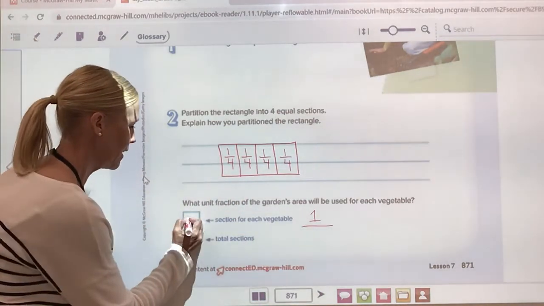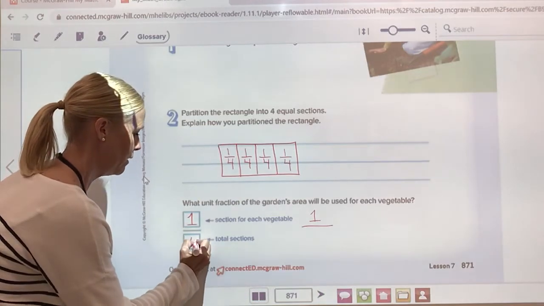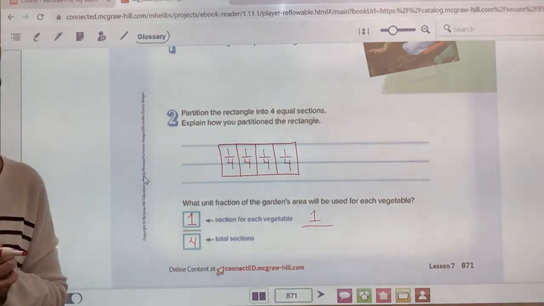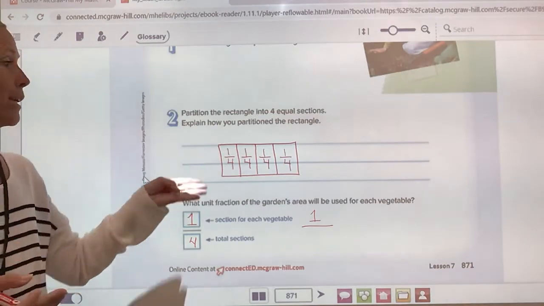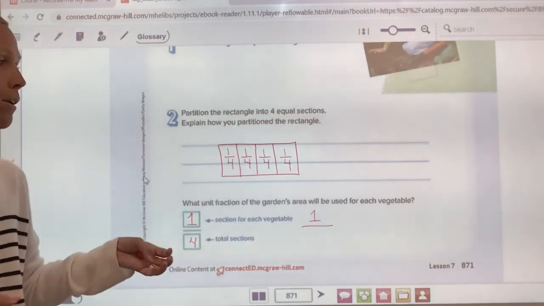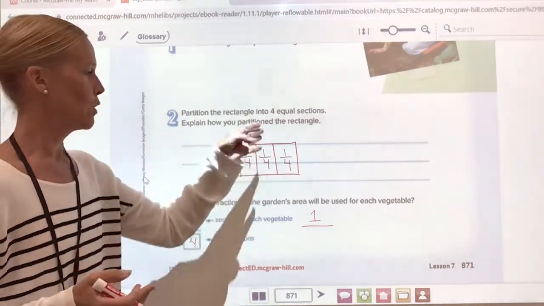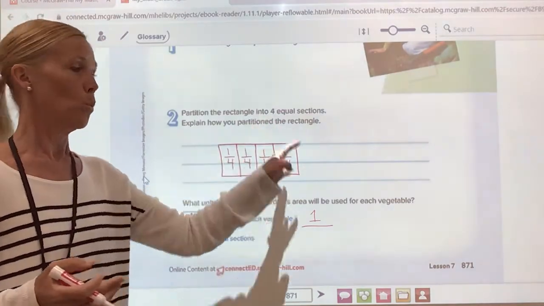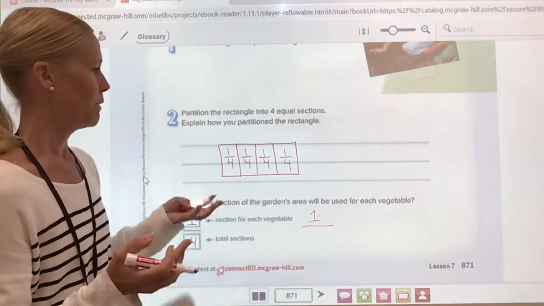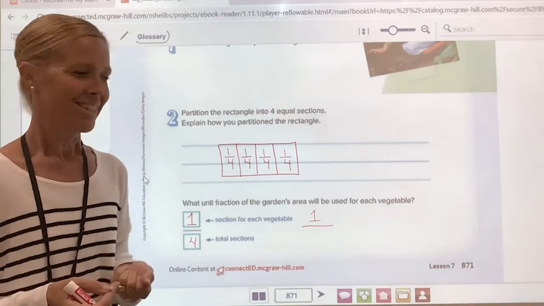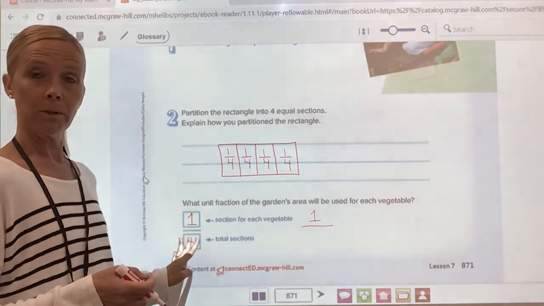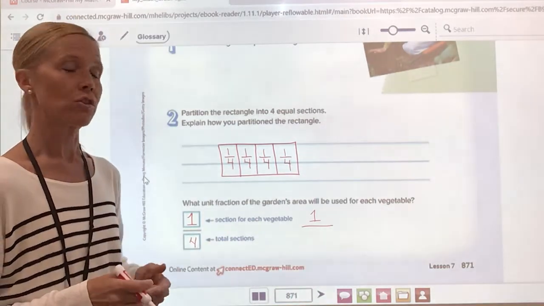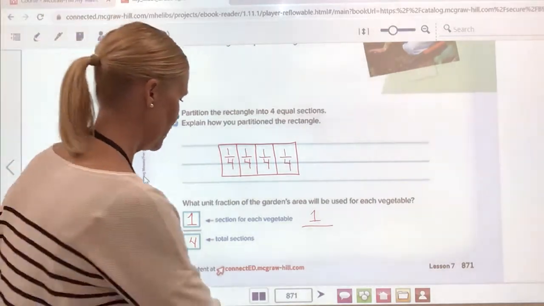So in this case, 1/4. So say she did carrots. 1/4 of the garden would be carrots, 1/4 would be tomatoes, 1/4 would be lettuce, 1/4 would be peppers. So kind of reaching back there, this is a little bit of review. You remember what unit fractions are. Okay, let's go to the next page.